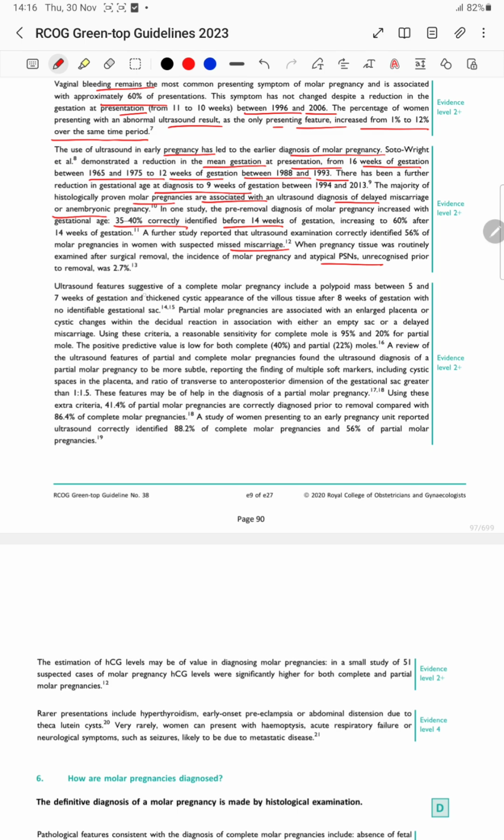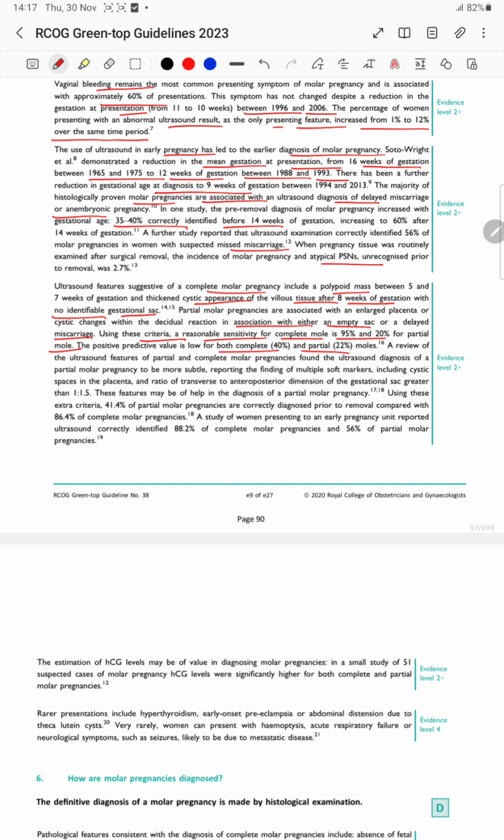The ultrasound features suggestive of a complete molar pregnancy include a polypoid mass between 5 and 7 weeks of gestation, and a thickened cystic appearance of the villous tissue after 8 weeks of gestation with a non-identifiable gestational sac. Partial molar pregnancies are associated with an enlarged placenta and cystic changes within the decidual reaction, in association with either an empty sac or a delayed miscarriage. Using these criteria, there is a reasonable sensitivity for complete mole at 95% and 20% for partial mole. The positive predictive value is low for both complete, 40%, and partial, 22%.